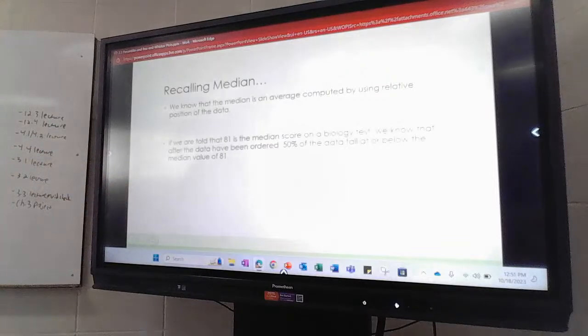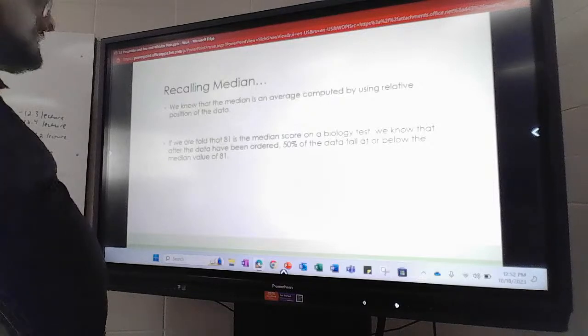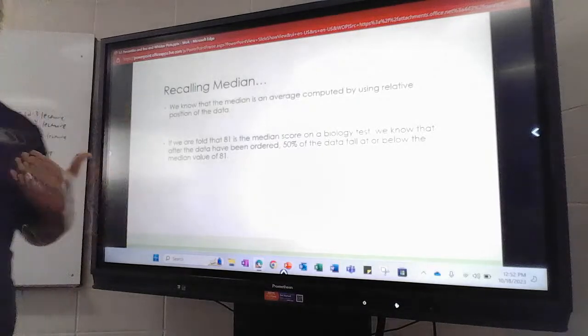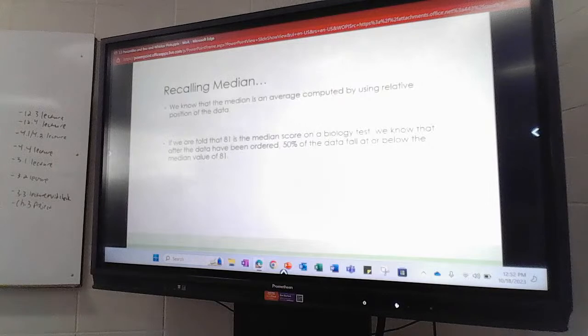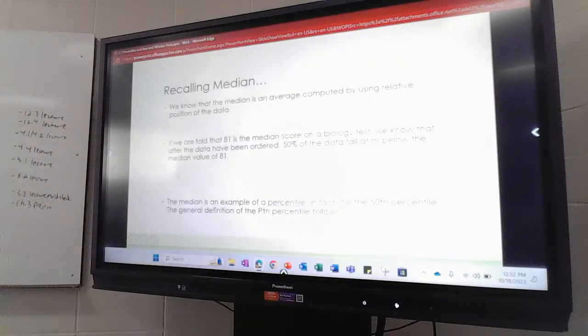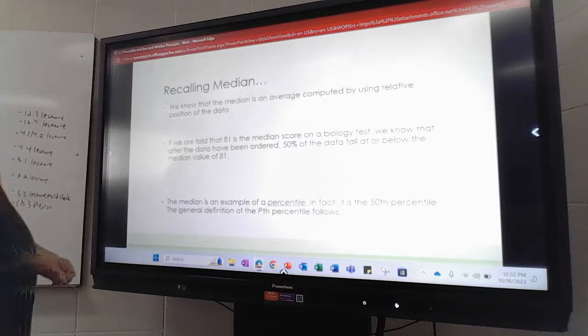So for example, let's say that you have an 81 median score on a biology test. Once you get all your scores in numerical order, you'll find that 50% of the data falls either at or below that score of 81. So the median is an example of what's called a percentile. As a matter of fact, it's the 50th percentile.